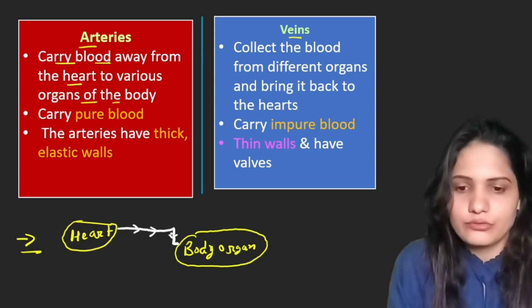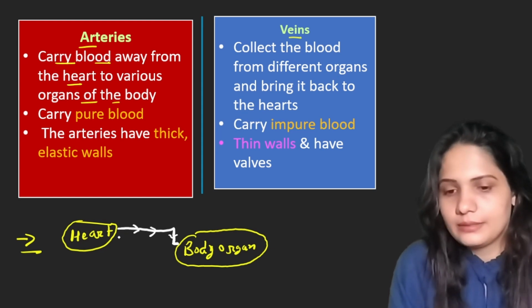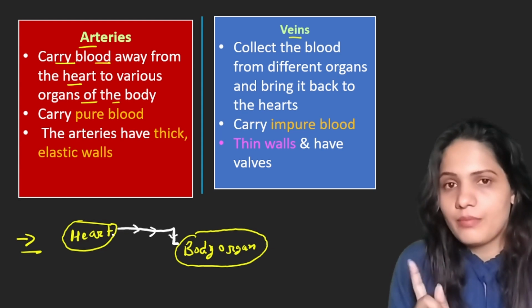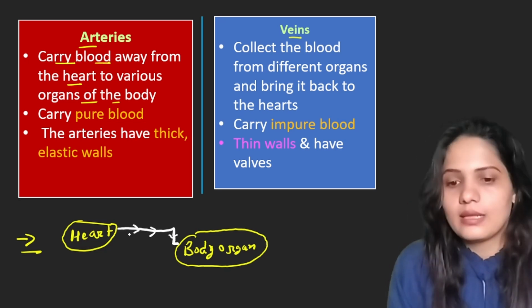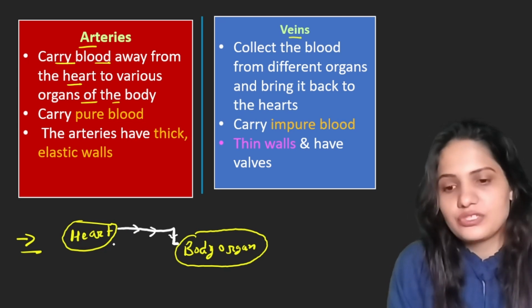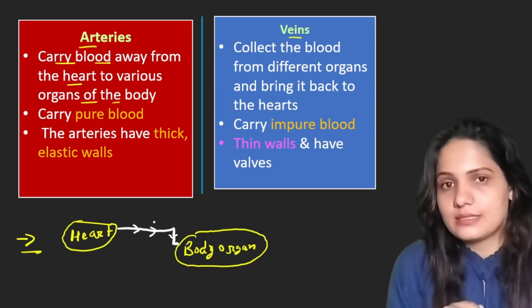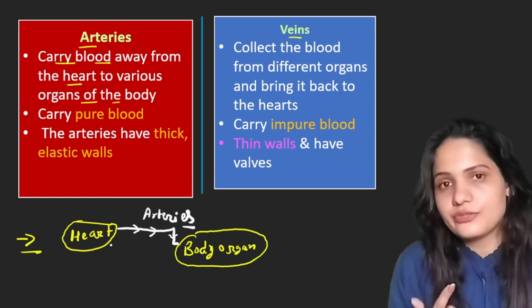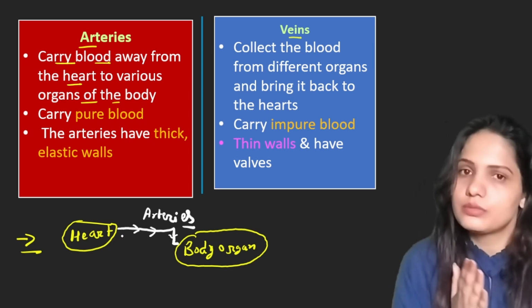So this is our heart and this is our body organ, and let's say this is a blood vessel. I have drawn a blood vessel, and this blood vessel contains blood, obviously, and this blood is coming from the heart. And from the heart where is it going? To body organs. This is the blood vessel which brings blood from the heart to body organs. This blood vessel is an artery. Arteries are the blood vessels which carry blood from the heart to the body organs.